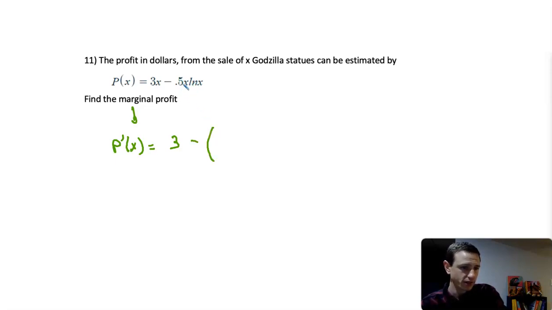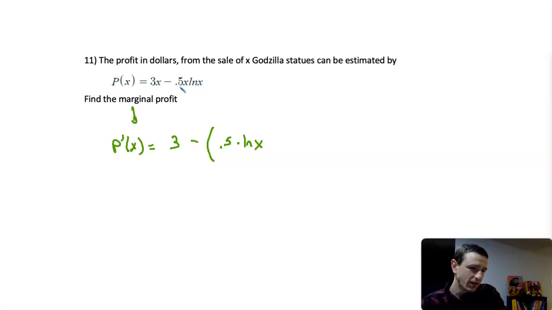And this is where it's going to get a little bit messy because we have 0.5x times the natural log of x. So we have a function times a function, so we have to use the product rule there. Product rule is the derivative of the first function, 0.5x. The derivative of 0.5x is just 0.5 times the original second function, so natural log of x.